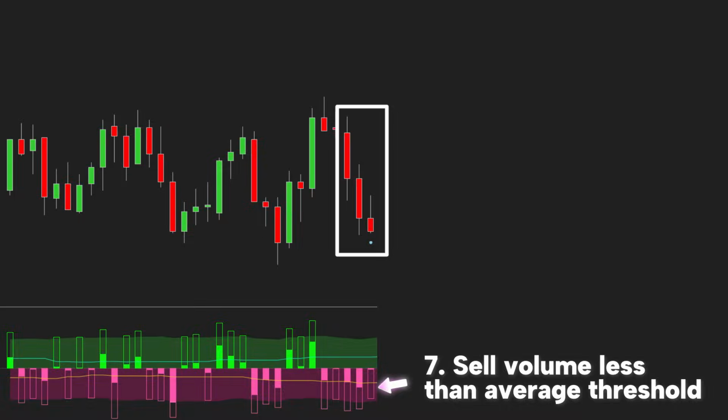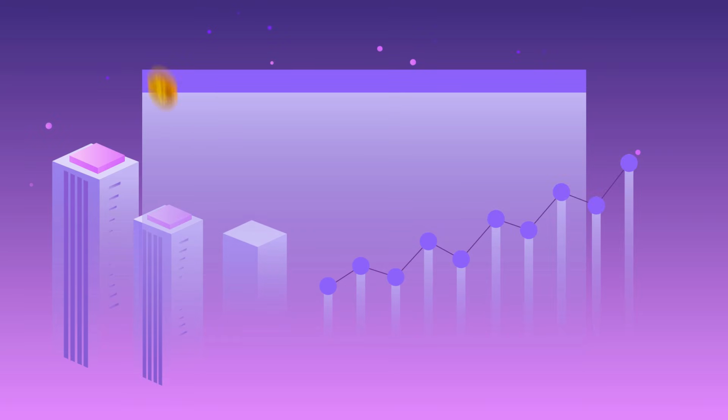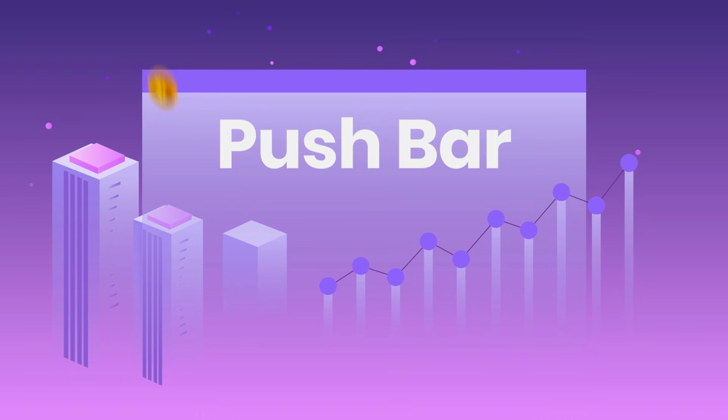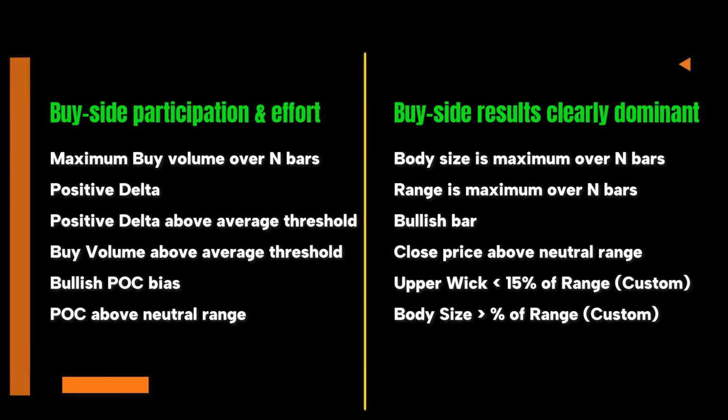Now, let's move on to the third concept, the push bar. This is the strongest type of signal in the system, showing clear and decisive dominance from either the buy or the sell side. To form a push bar, the system focuses on two main elements, effort and result. Unlike absorption patterns, in a push signal, the effort and the final result must be fully aligned. This means that strong participation must be clearly reflected in price action.